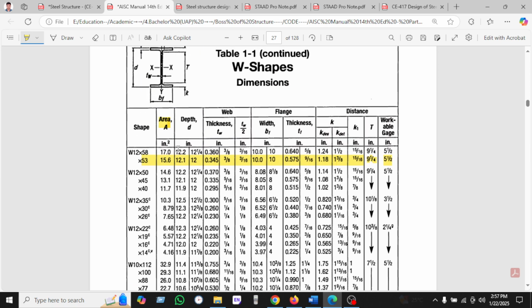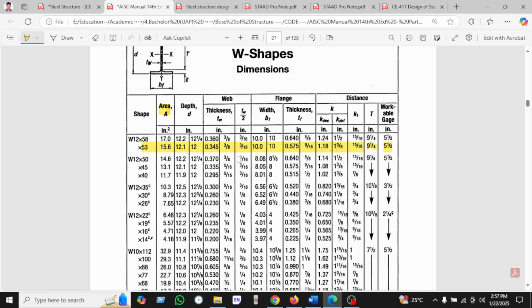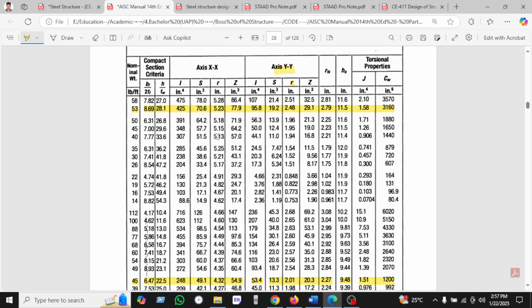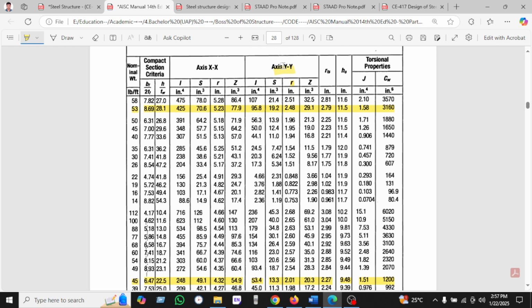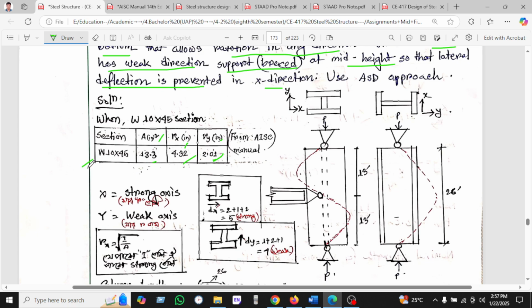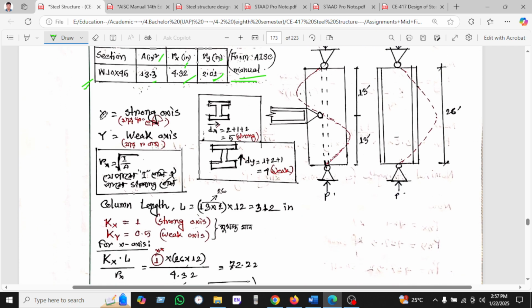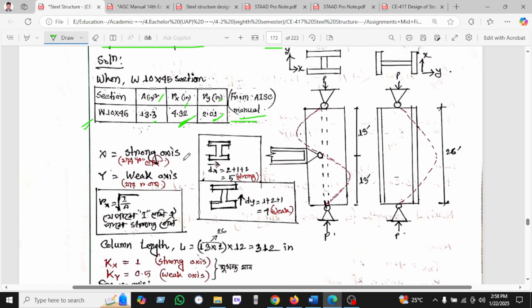So we will find the area 13.3, and rx, ry will come from here, the second portion. So rx is 4.32, and ry is 2.01. So in this way we can take it from the AISC manual. I am not showing it again and again, as I am giving it the first time. So the x-axis is the strong axis, because the value of rx is more, and the y-axis is the weak axis because the value of r is less.